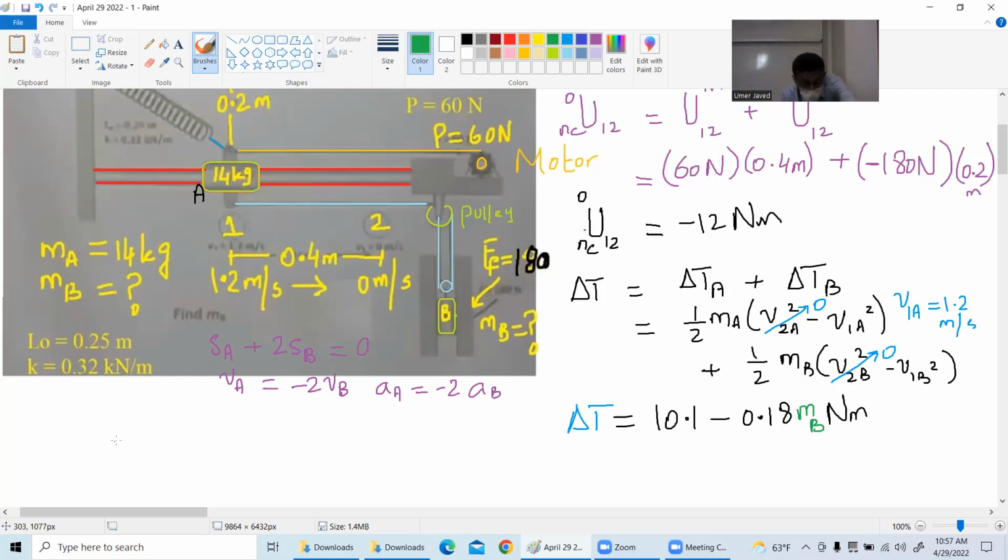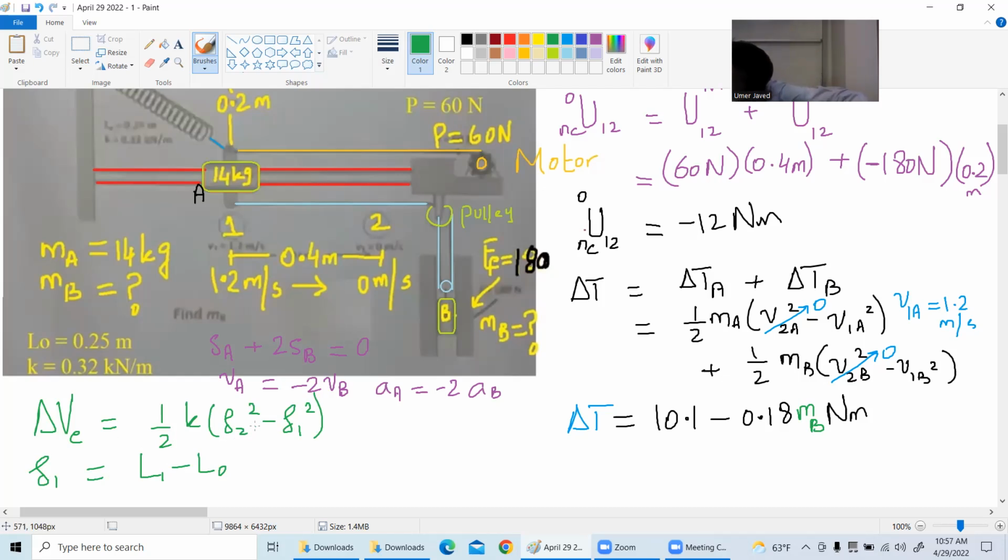Okay. So having said that, delta VE equal to 1/2 K into delta 2 square minus delta 1 square. For students who attended the last class, you remember that we talked about it, but for those of you who have just joined us, let me explain. This is L1 minus L naught. This is your physics formula. Do you remember your physics formula? 1/2 K x2 square minus x1 square.